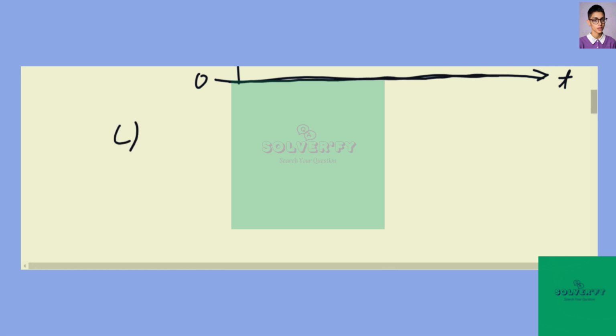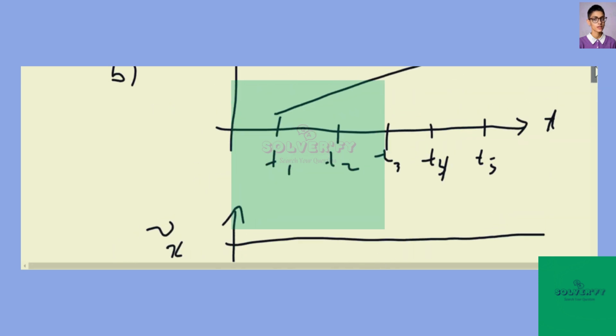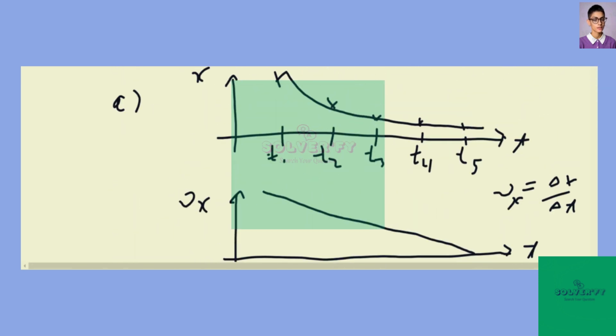The last set of graphs, for C, the position increases as the square in time. So we have little separation, and then it starts growing like a polynomial, and it takes off like that. So it's t squared there, and t squared here too, proportional to t squared.